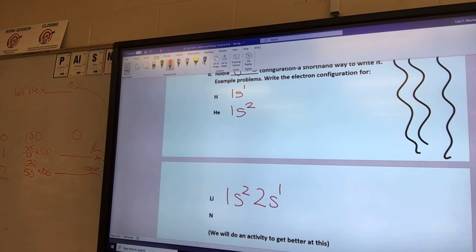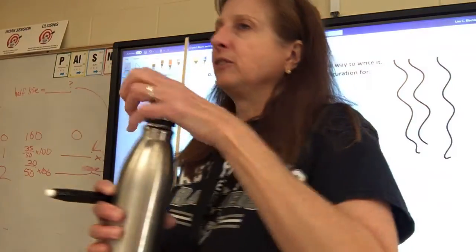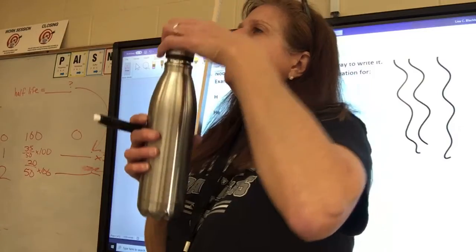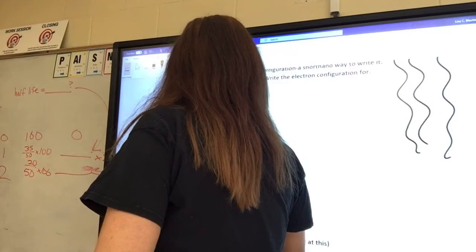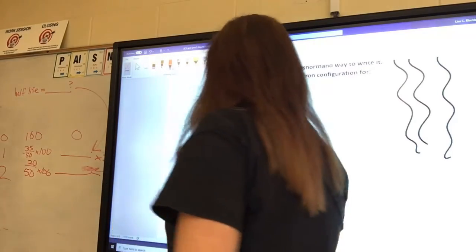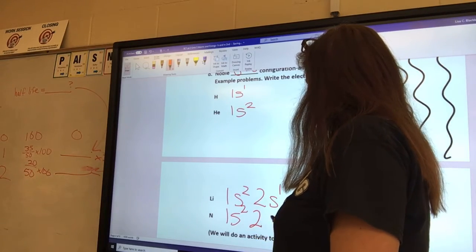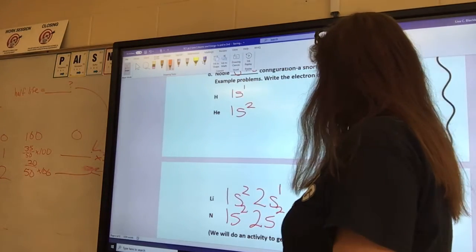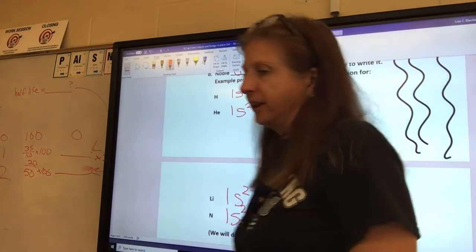Okay, let's try the next one. Nitrogen. So, where are the first 2 electrons of nitrogen going to go? Into a 1s room, right? And then, nitrogen's number 7. So the first 2 go into the 1s room. The next 2 go into 2s. And then the next 3 go into 2p. And I'll show you that on the periodic table.